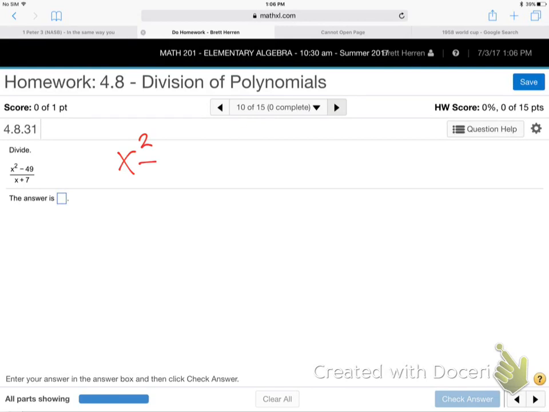So we're going to do long division because there's a plus sign on the bottom. Let's write it as long division. x plus 7 into x squared minus 49. Try that one.